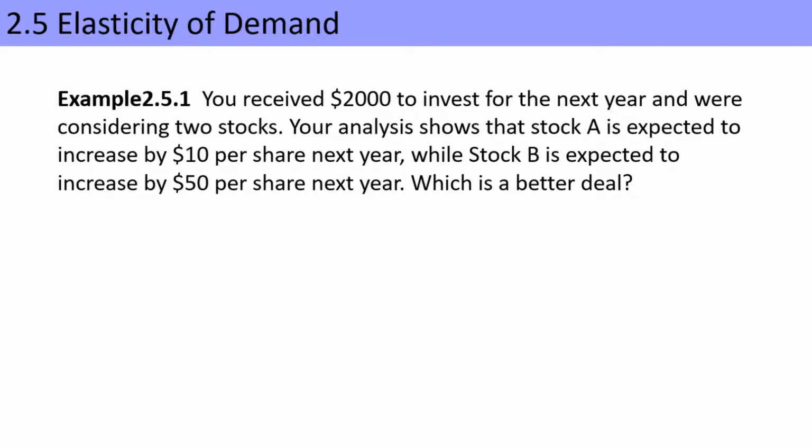Example 2.5.1. You received $2,000 to invest for the next year and were considering two stocks. Your analysis shows that stock A is expected to increase by $10 per share next year, while stock B is expected to increase by $50 per share next year. Which is a better deal? Actually, we don't have enough information to make a decision here.